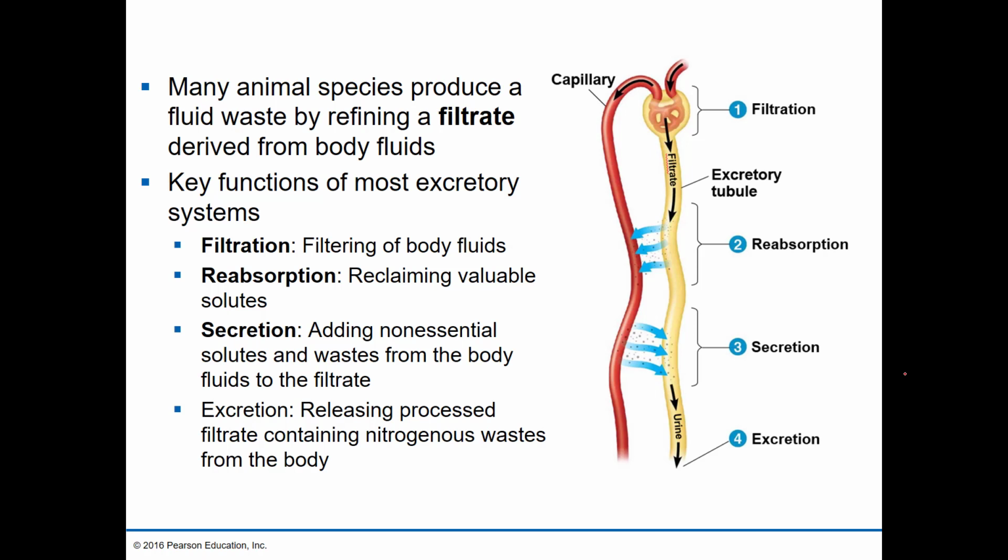Animal species produce a fluid waste by refining a filtrate derived from body fluids. So we have filtration, where we filter our body fluids, get rid of the waste, keep the good stuff. Reabsorption, reclaiming the good stuff that we might have popped out. Secretion, which is adding non-essential solutes and waste from the body to the filtrate. And then excretion, releasing processed filtrate containing nitrogenous wastes.